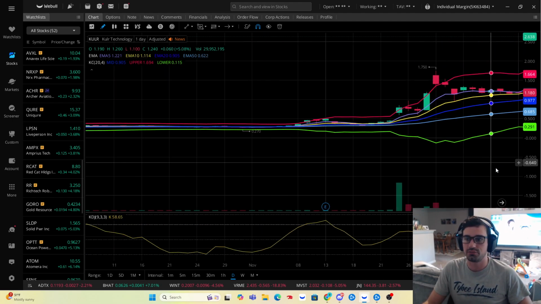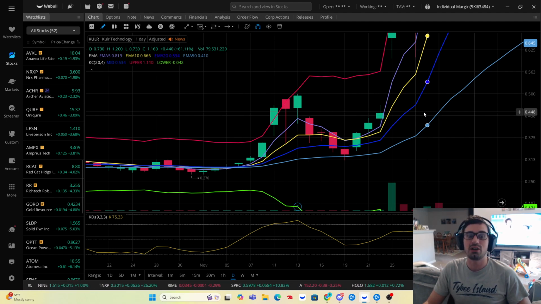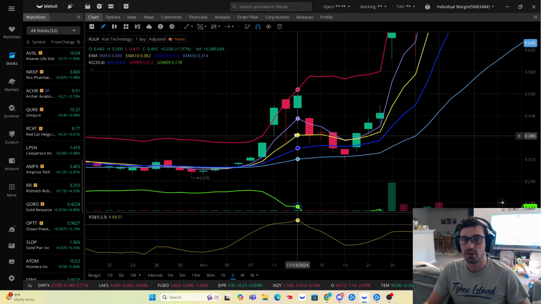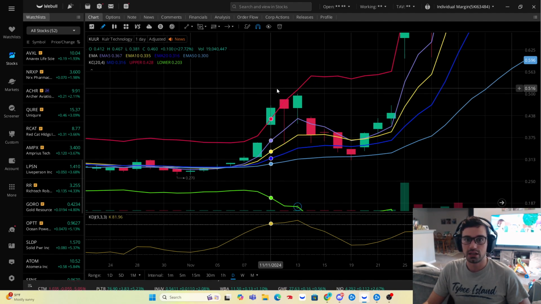KULR had this massive move up. Let me show you a trick. A lot of people say, I wish I got this at 30 cents. Well, this system gave us that alert. As you can see, we hit this upper band.